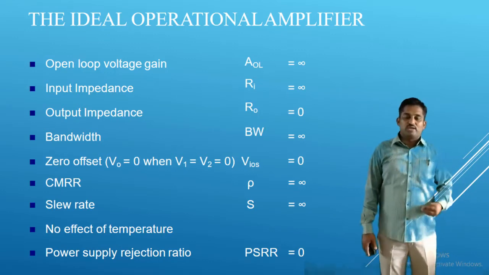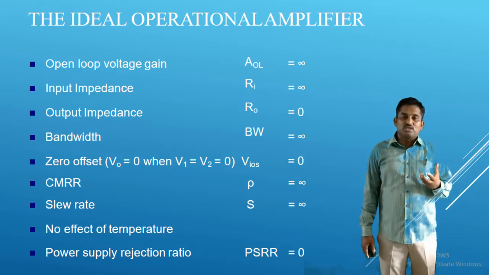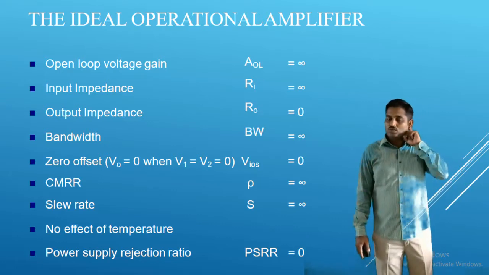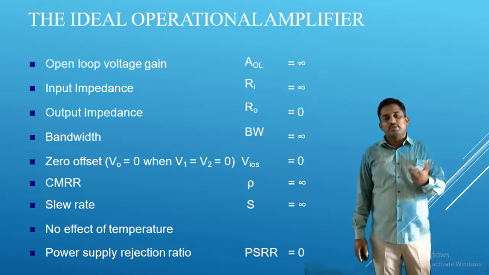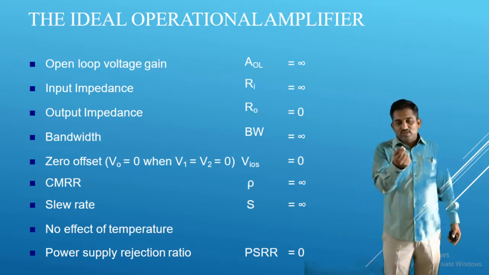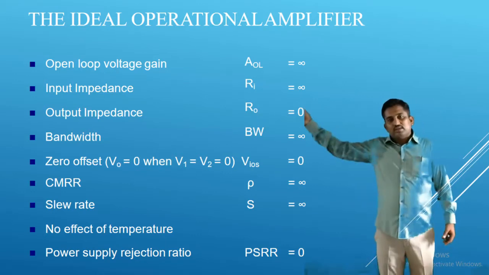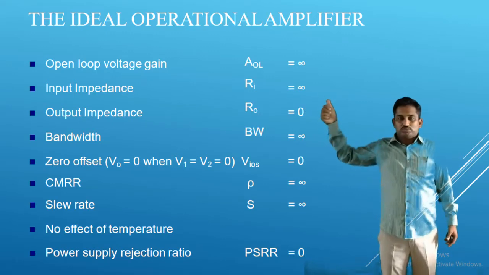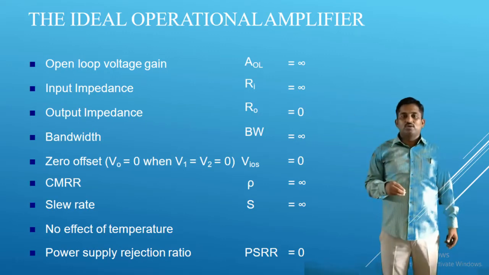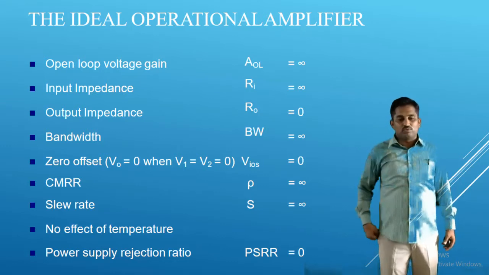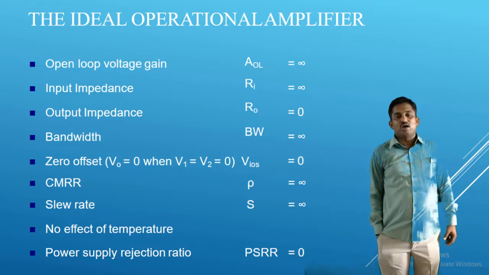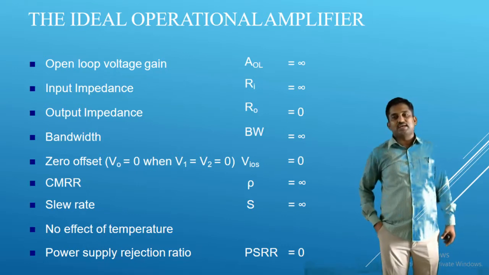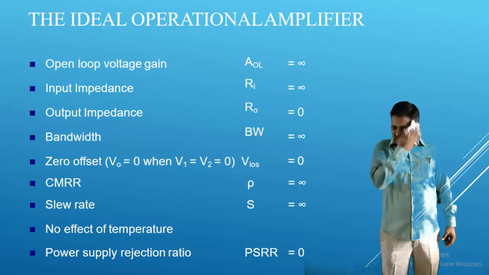Now coming to the slew rate. What is slew rate? The maximum rate of change of output voltage with respect to time is called slew rate. That is, dV0 by dt max is represented as slew rate. So if there is a small change at the input side, then there will be a change in the output side also. That's why we consider the slew rate of an ideal op-amp to be equal to infinity, and there will be no effect of temperature on the ideal op-amp. We will not consider any temperature effect on the ideal op-amp.